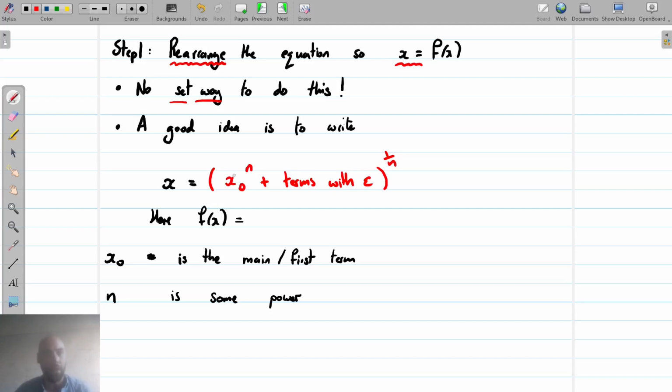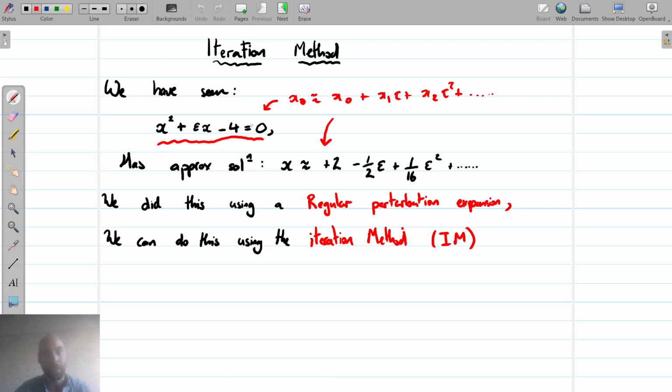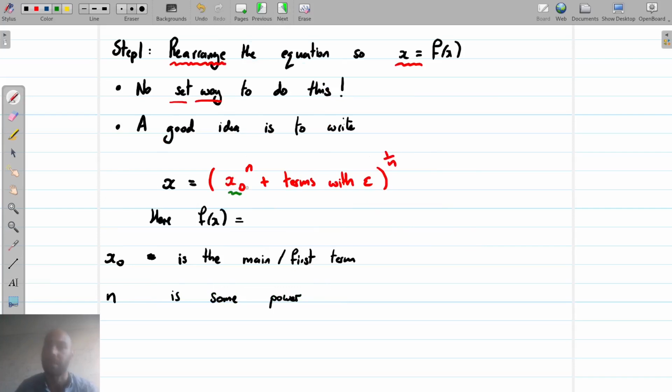So x0 is always going to be that first term, right? So in our problem, our x0 is 2, and we said there's a really quick way to work out x0: stick epsilon equals 0 into our problem. So I've got x0 squared plus 0 minus 4 equals 0. So x0 is going to equal plus 2. We're not going to worry about the negative root now. We're just going to look at the positive one. Okay, so this is what this x0 here is. It's that term we get from sticking epsilon equals 0.